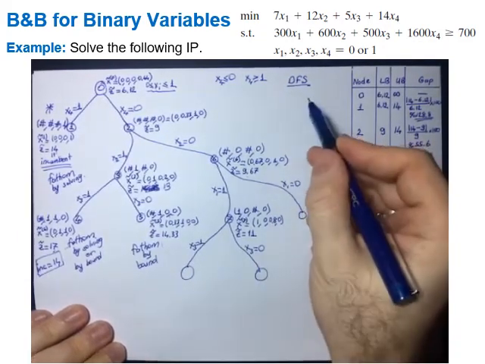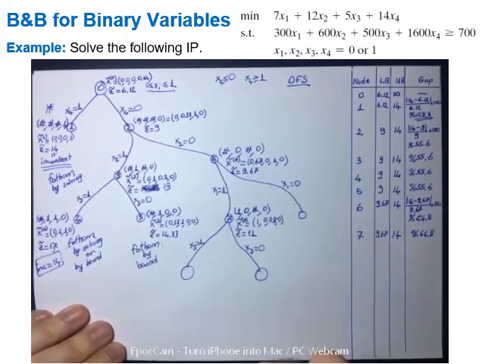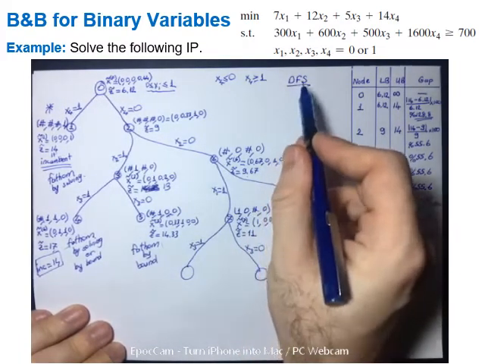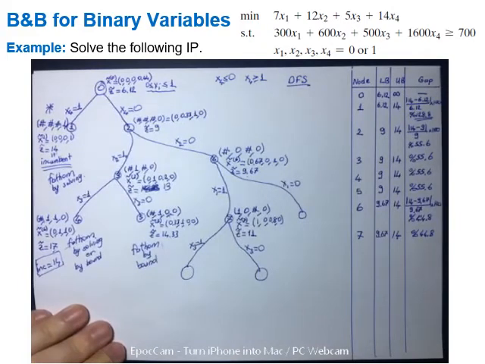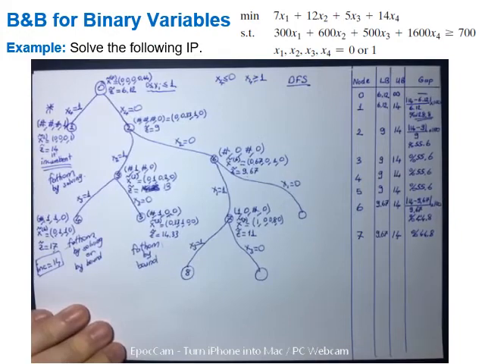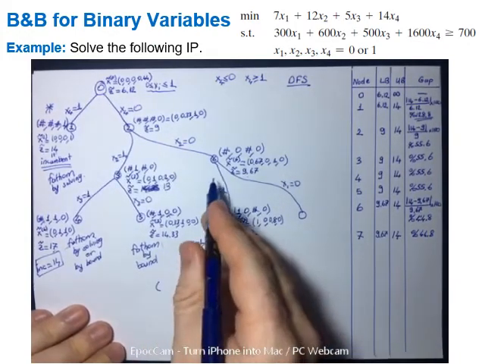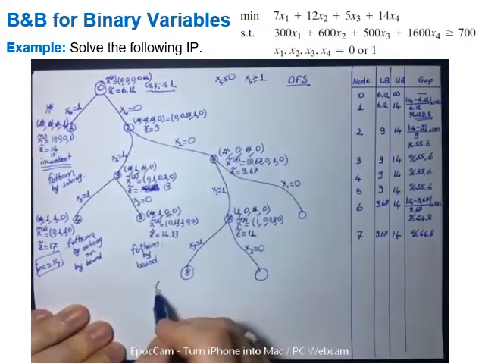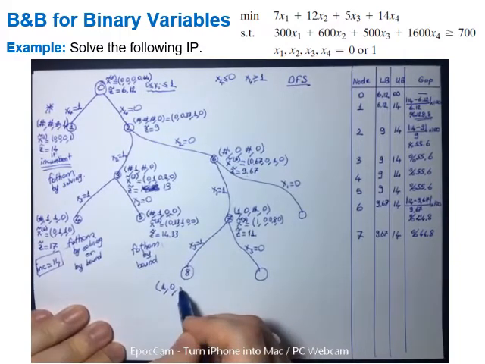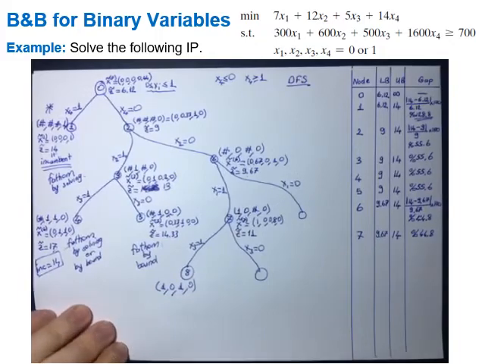Now, according to depth first search, I need to select one of these two. I cannot select this one. If this was breadth first search, I would select this one and continue from here. But since I'm using depth first search, I will select one of these, continue from this side, and call this node 8. Which problem am I solving here? X1 is fixed to 1, X2 is fixed to 0, X3 is fixed to 1, and X4 is fixed to 0. So all these decision variables are fixed.